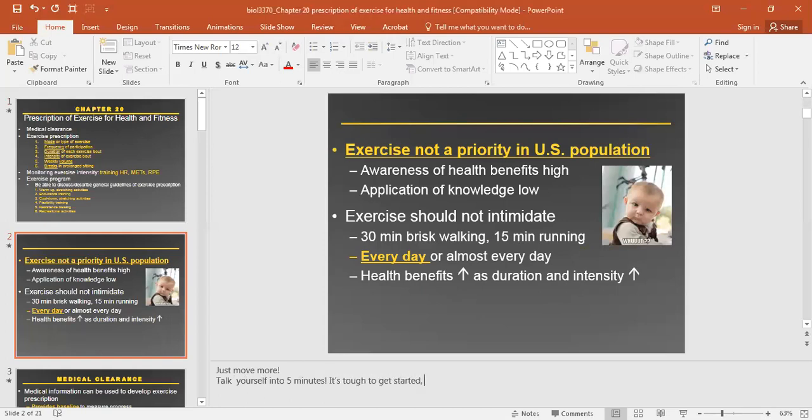So if you can convince yourself to do just 5 minutes, chances are that 5 minutes isn't going to feel worth it to you, so you're going to want to do more. Or you're going to start to feel good about that 5 minutes and say, you know what, I could do 10 minutes or I could do 15 minutes, but you got to start somewhere.